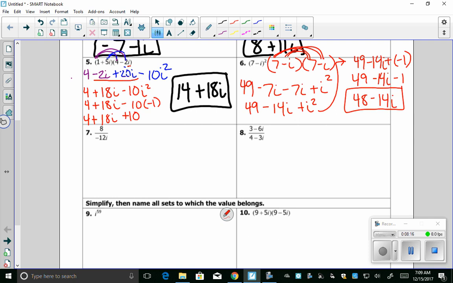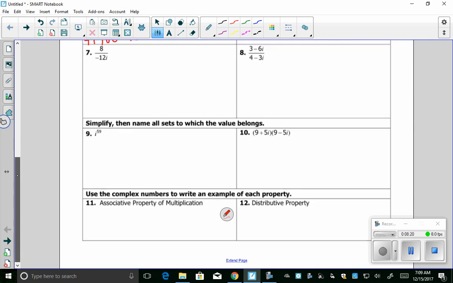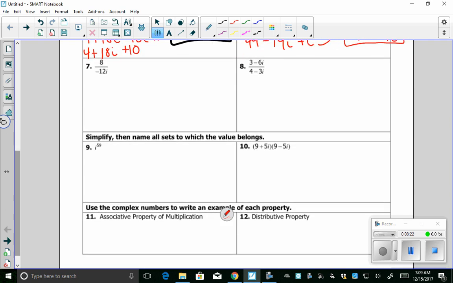Number 7 is different than number 8 because here you only have one term at the bottom, while on number 8 you have 2. You have the 4 and then the negative 3. That's how those two are different.